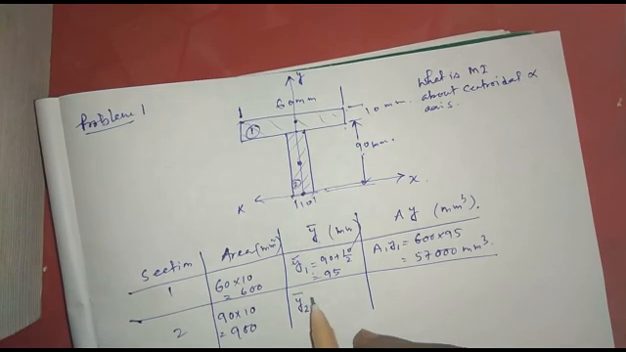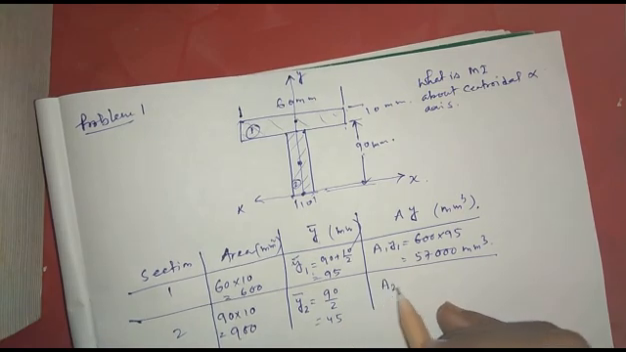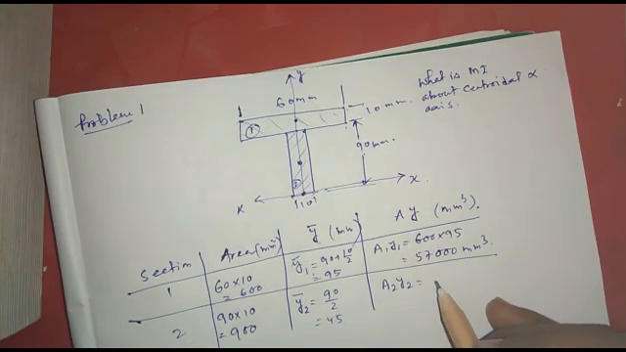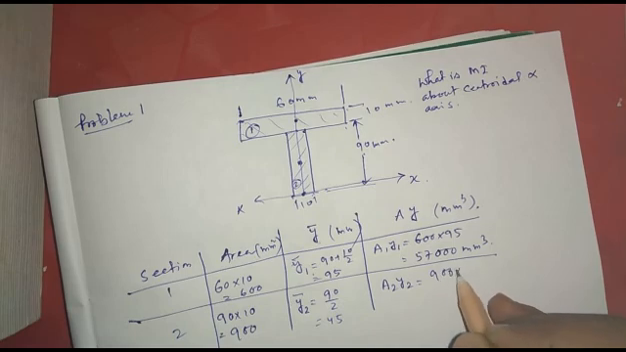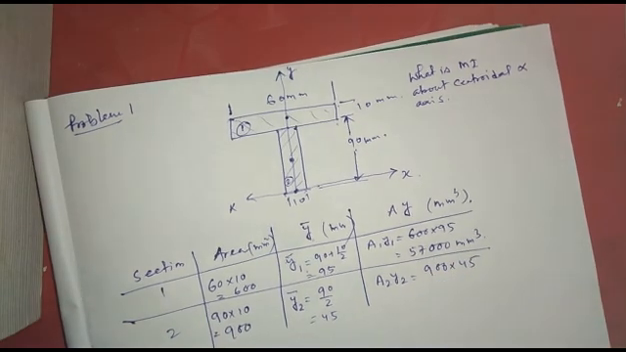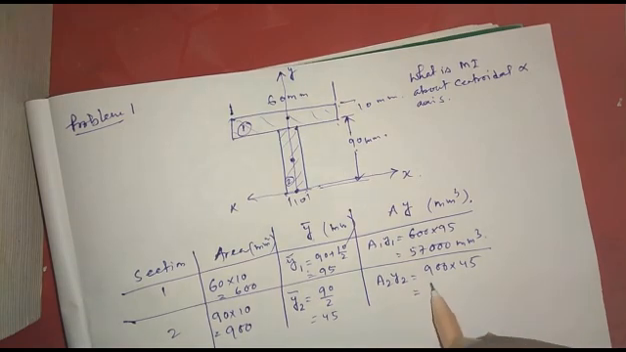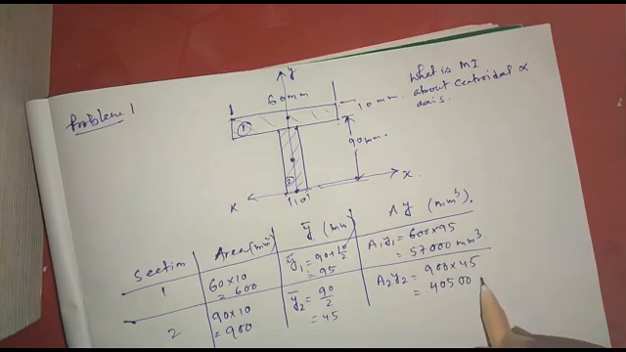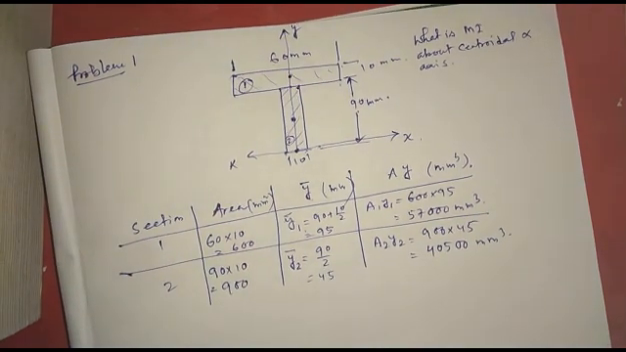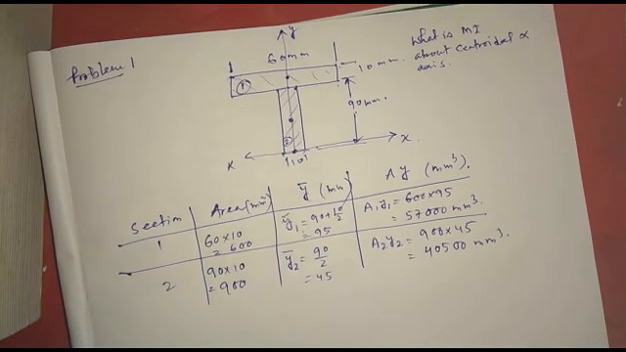So that is y bar 2, and that is simply 90 by 2, that is 45. So that area A2 y2 is basically 900 into 45. So how much is it coming? It is coming as 40500 millimeter cube. Okay, so the chart is complete.